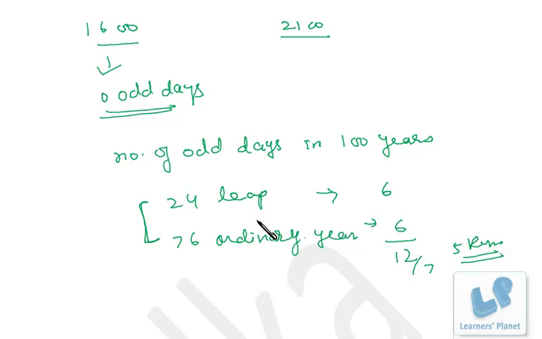Very simple calculation I have done over here. 24 leap years, every leap year has 2 odd days. So 48 divided by 7, 6 is the remainder. So 6 odd days will be there in 24 leap years. 76 ordinary years divided by 7, the remainder is 6. That means 6 odd days will be there in 76 ordinary years. So total will be 12. Further divide by 7 to get the remainder, that's 5. So in 100 years, 5 odd days are there.